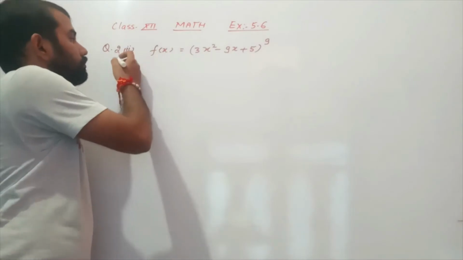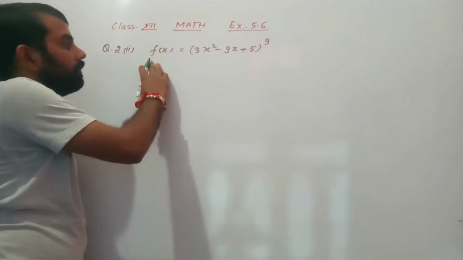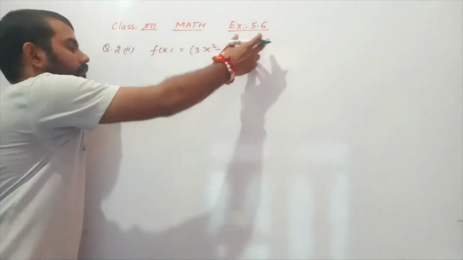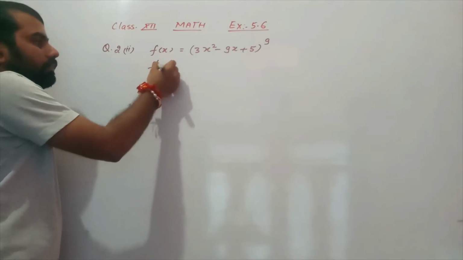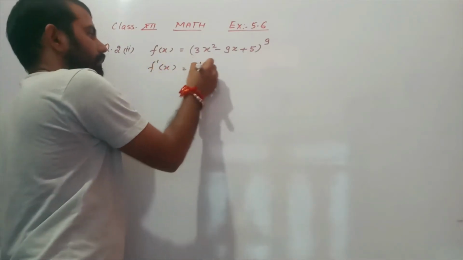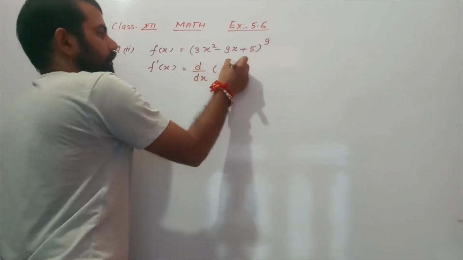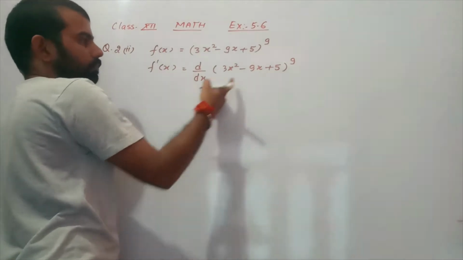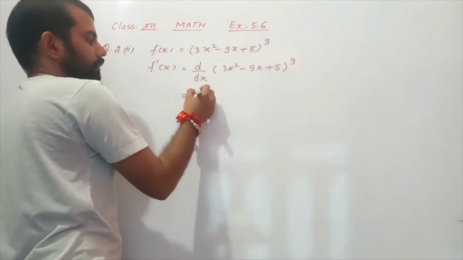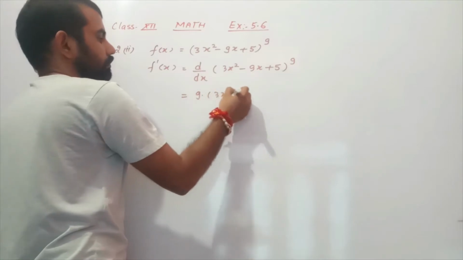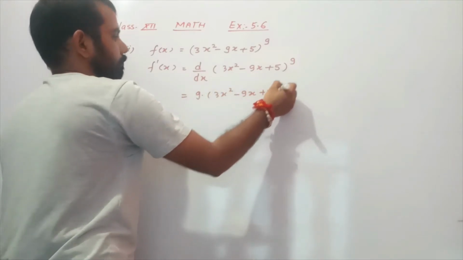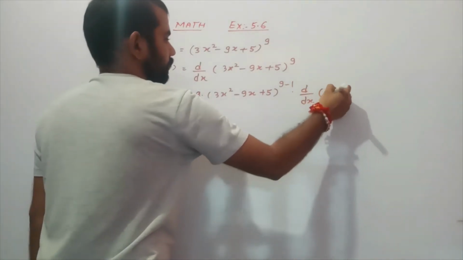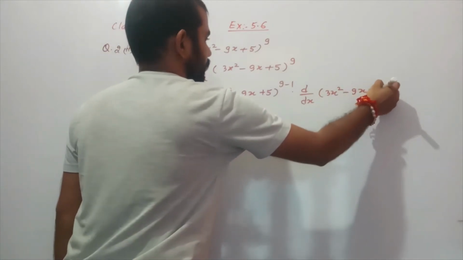Next question is question 2, part 2nd. If f(x) is equal to (3x square minus 9x plus 5) the whole power 9, find f dash x. Then f dash x is equal to d by dx of (3x square minus 9x plus 5) power 9. By the formula of x to power n, this will be 9 into (3x square minus 9x plus 5) power 9 minus 1 into d by dx of (3x square minus 9x plus 5).